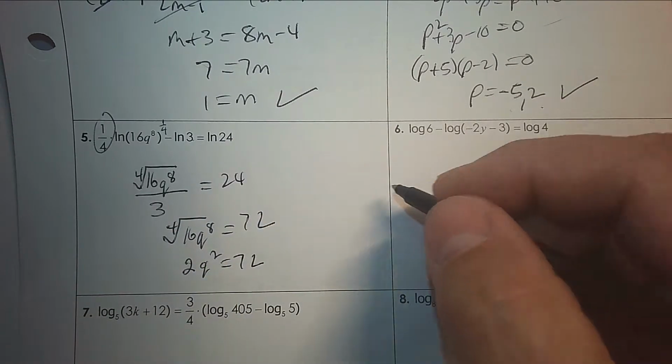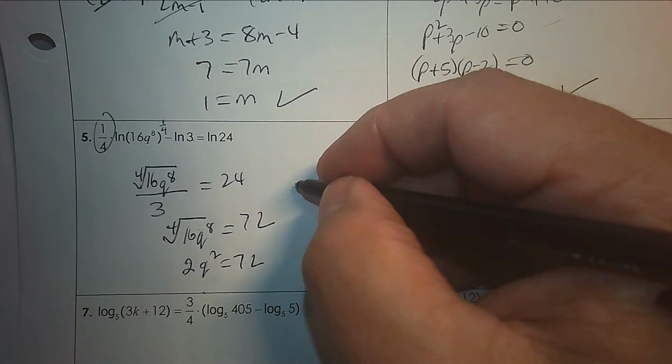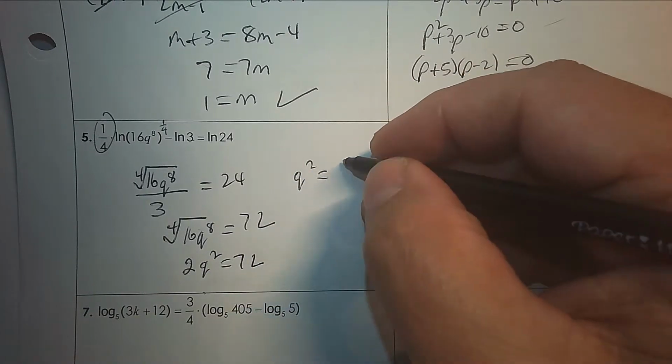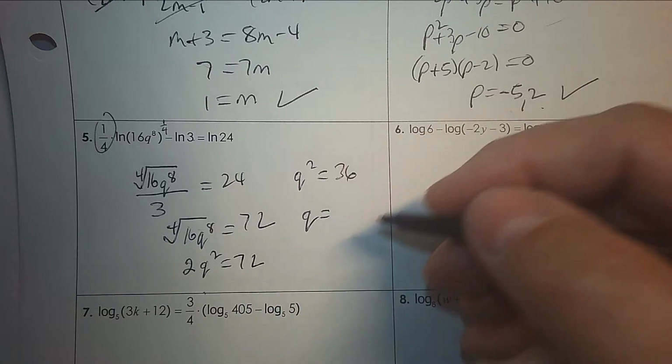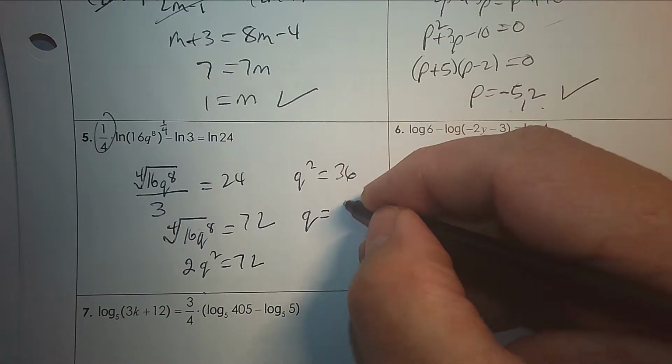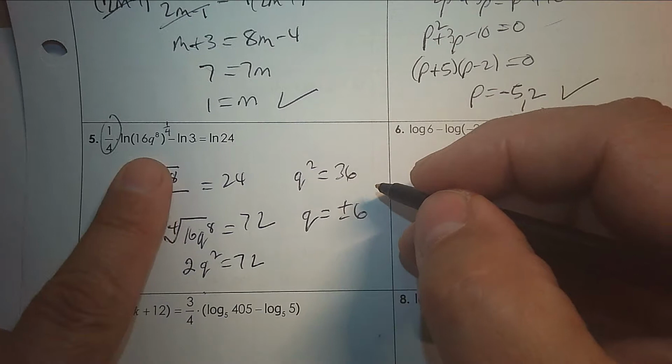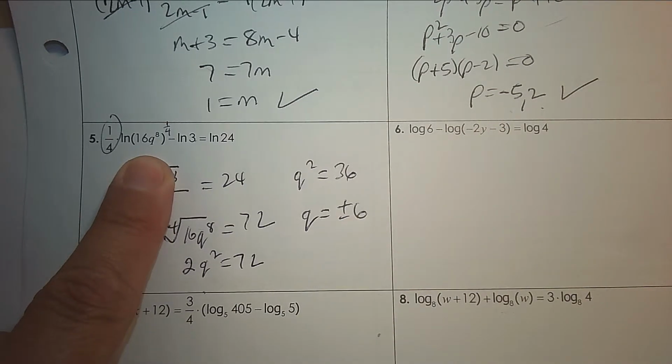So I can simplify that. Divide by 2. Half of 72 is 36. And then the answer could be positive or negative 6. And negative 6 is okay because negative 6 would be plugged in and have an even exponent. So it's a good answer.